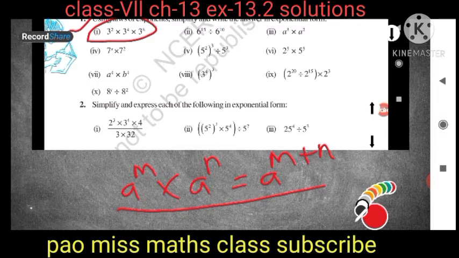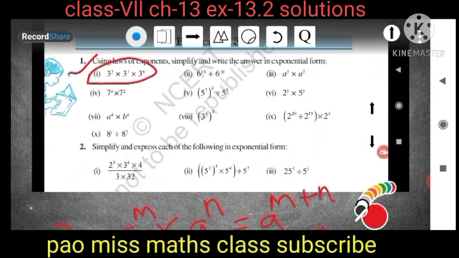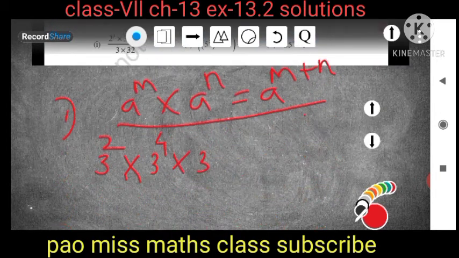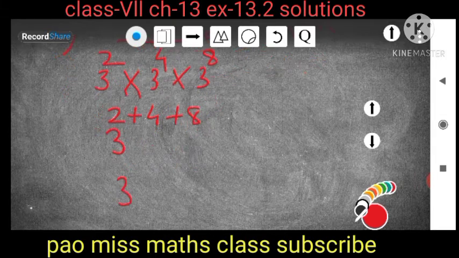Here it is given 3 to the power 2 multiplied by 3 to the power 4 multiplied by 3 to the power 8. Now if bases are the same, then the powers will be added, isn't it? That is why 3 to the power 2 plus 4 plus 8. So you have to add all these. When you add all these, how much do you get? 14, isn't it?